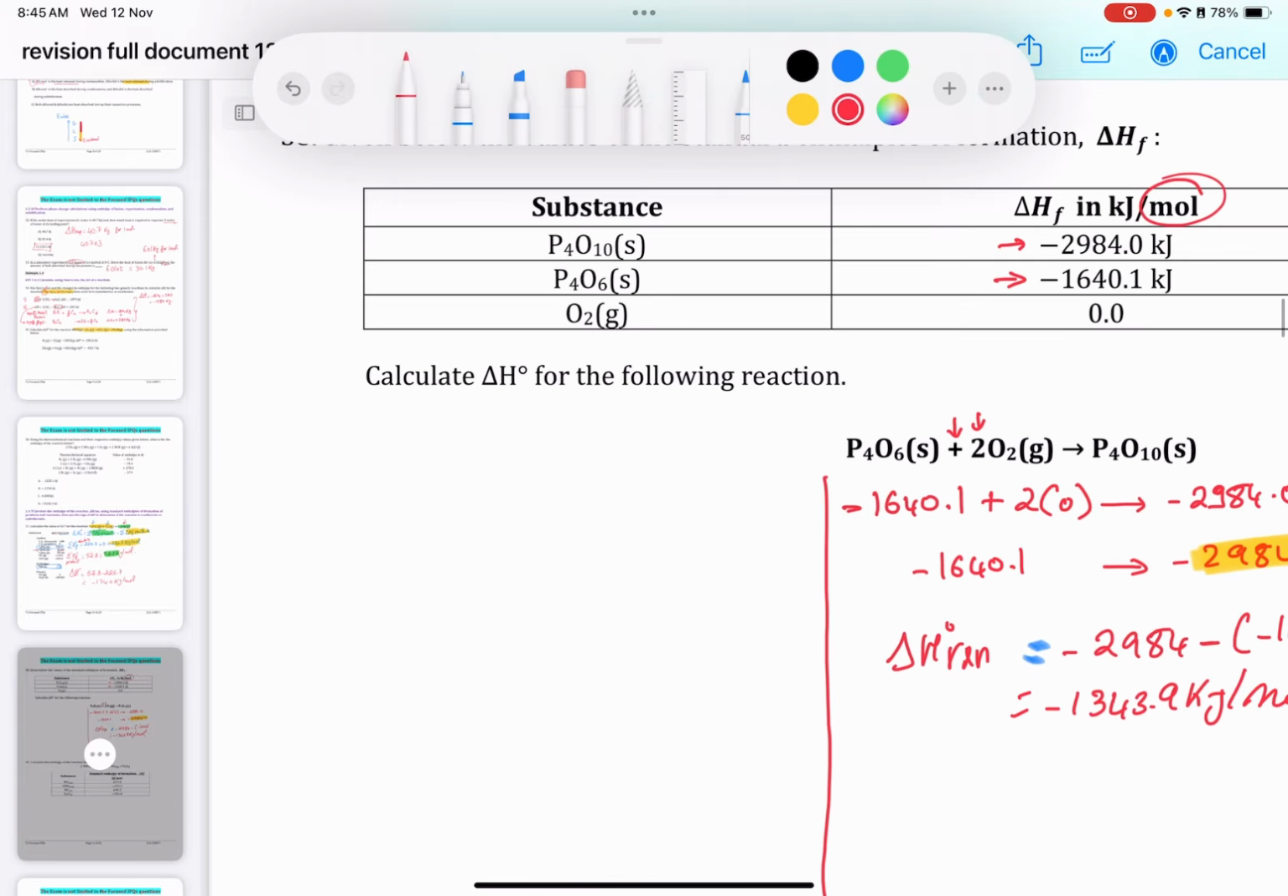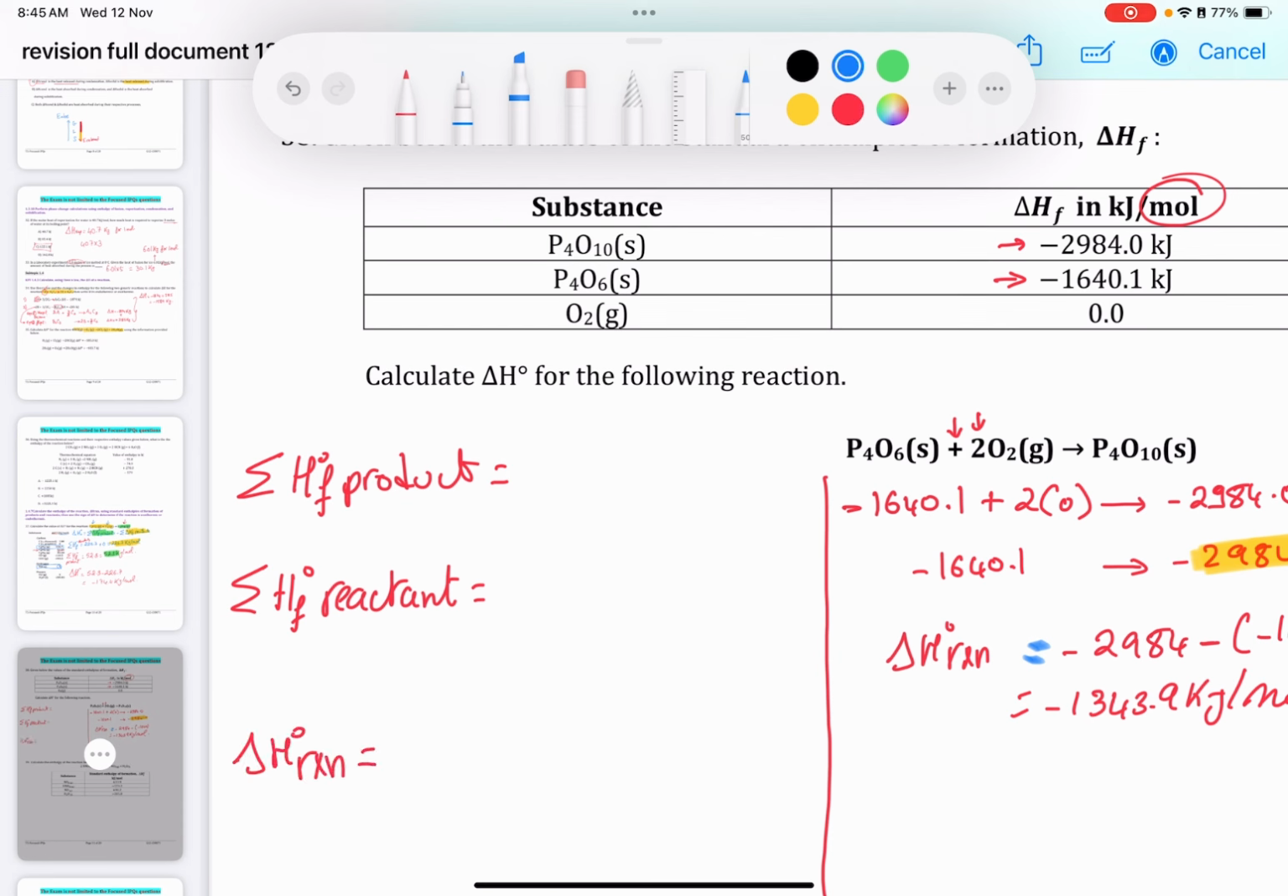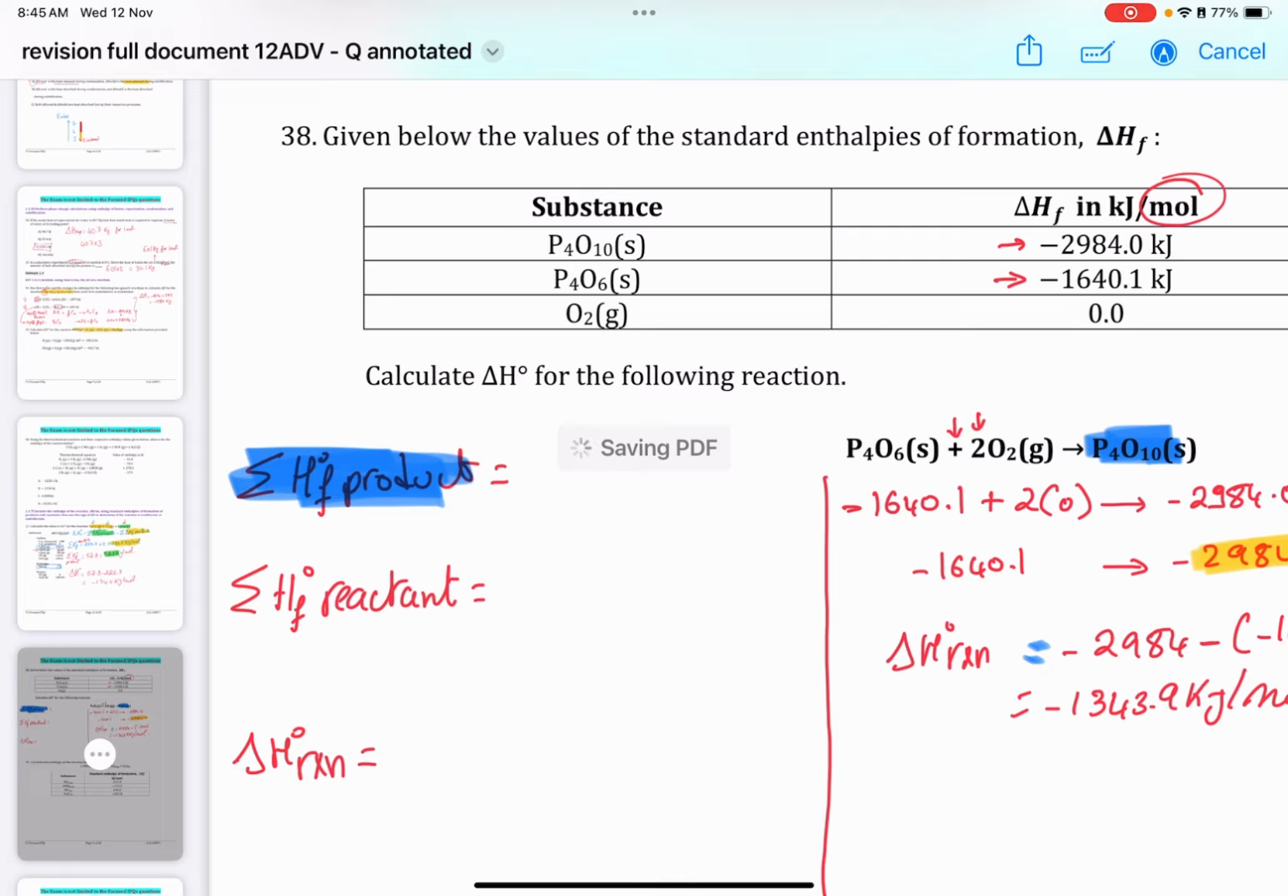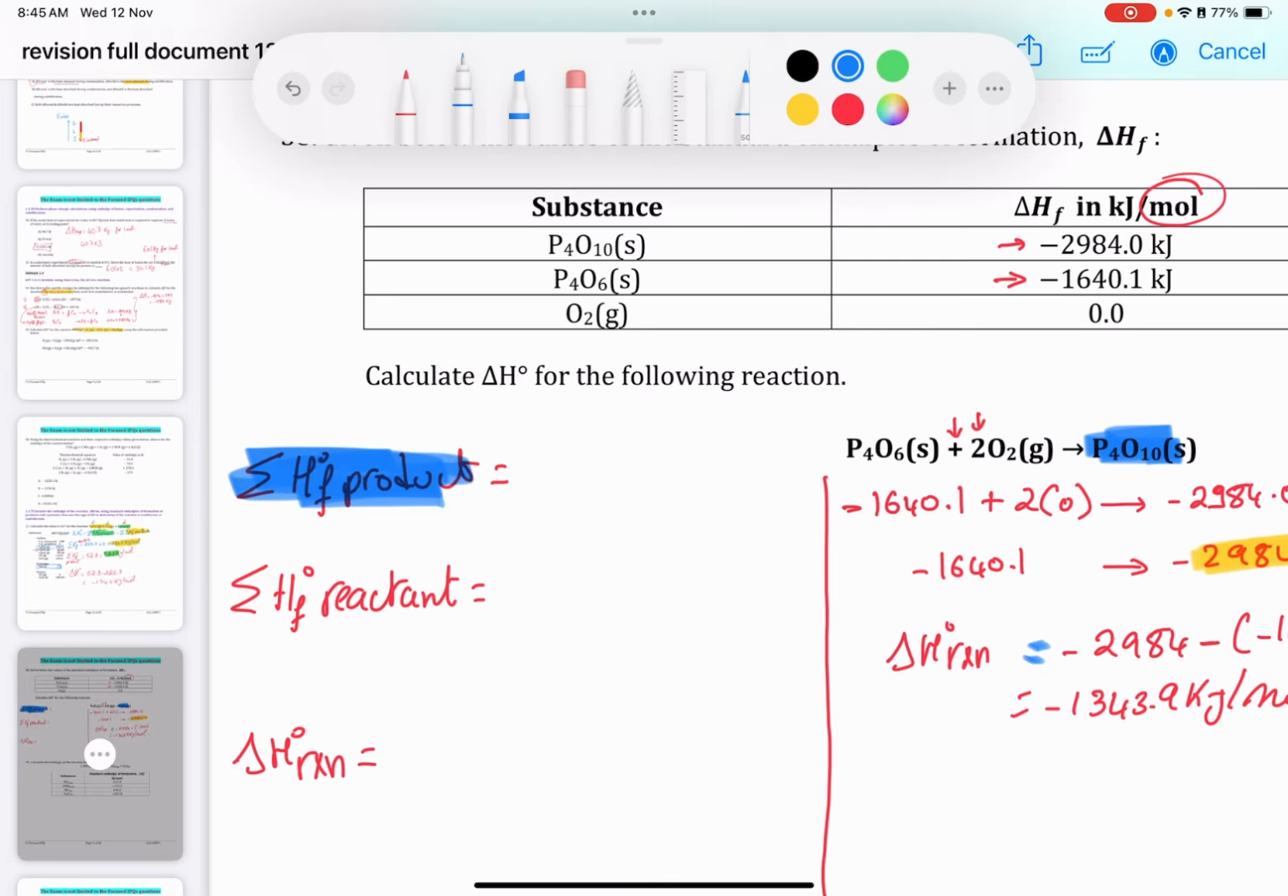Now, let's do it in a different way. It's not a lot different, but you calculate the enthalpy of formation of the products separately, the summation of the enthalpy of formation of the reactants separately, and then you get the enthalpy of the reaction. So, product, I'm going to highlight it in blue. Here's the product. It is P4O10. So it's negative 2984 kilojoule.